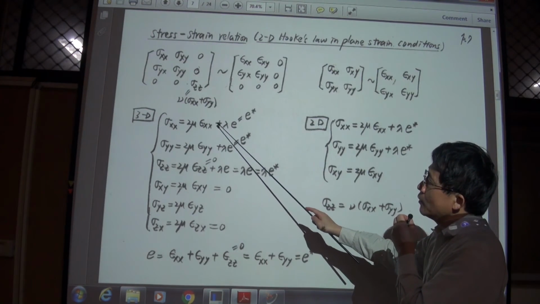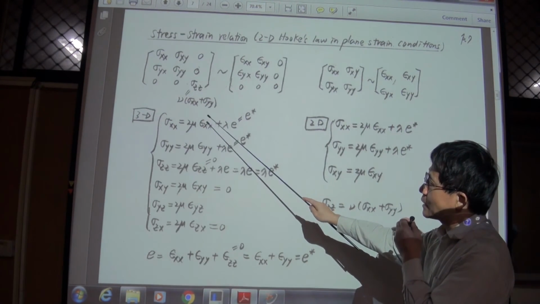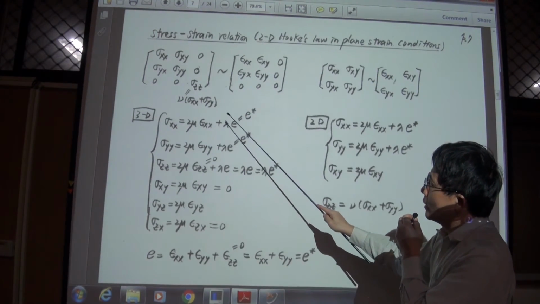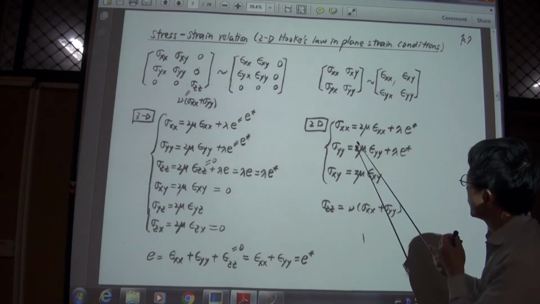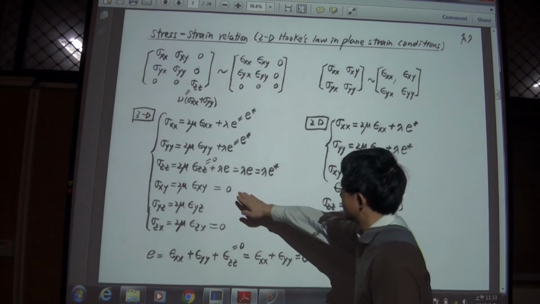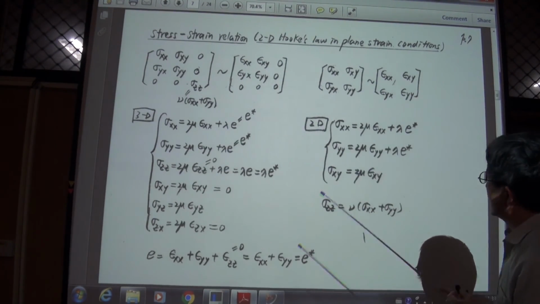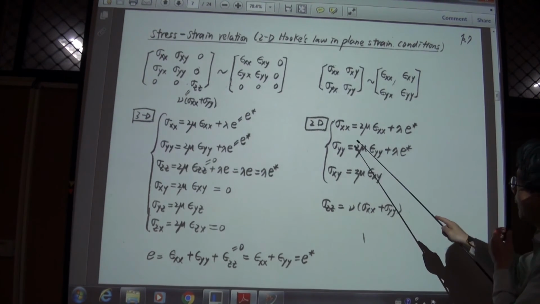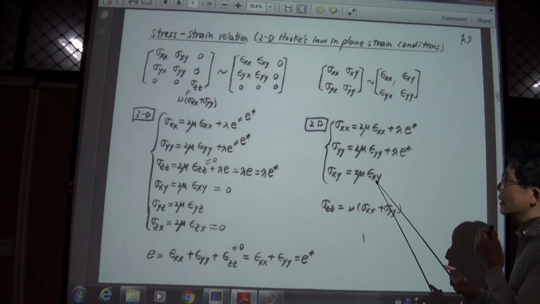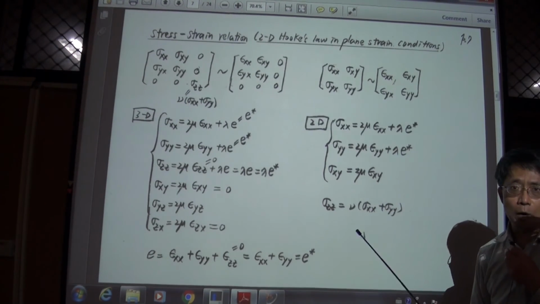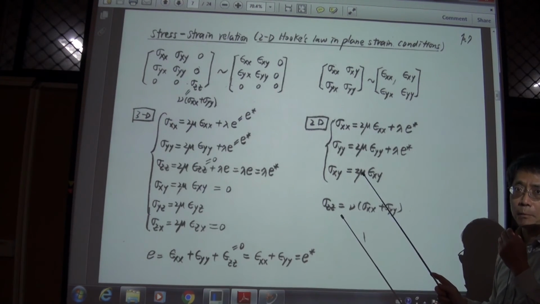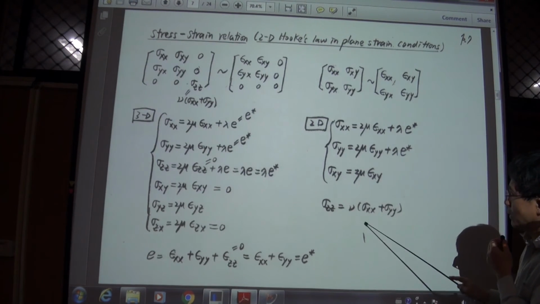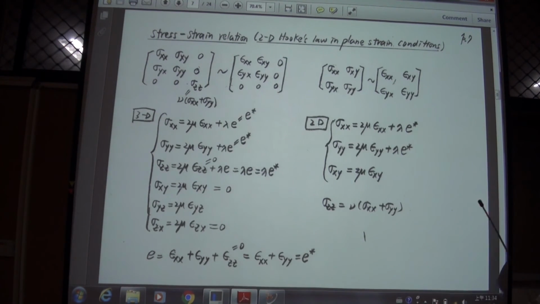Originally, for a 3-dimensional stress-strain relation, we have 6 equations: 1, 2, 3, 4, 5, 6. Now we take only 3: 1, 2, 3. 1, 2, 3 here. Not 0. Okay? Now, see, there is no sigma zz. We have only the xy components here, right? We can use this to solve the problem. After we have solved the problem, we get sigma xx and sigma yy and put them here to compute sigma zz. Okay?